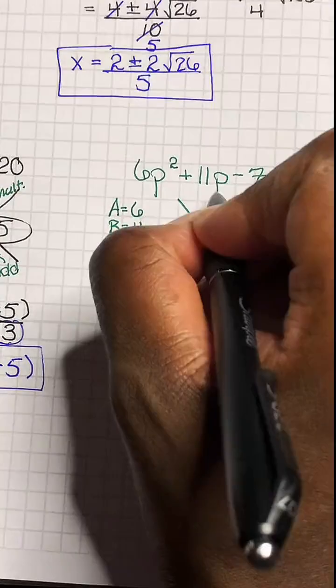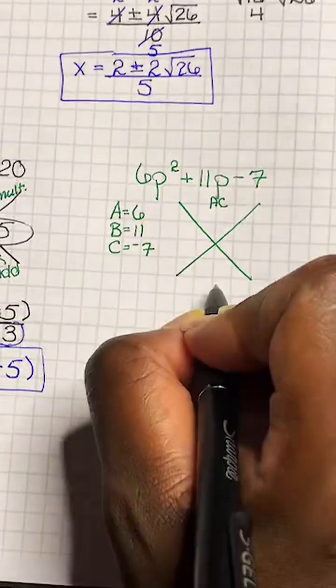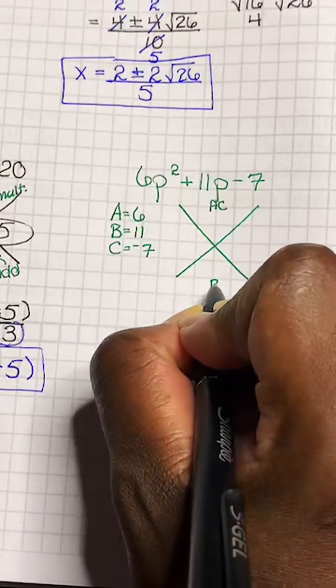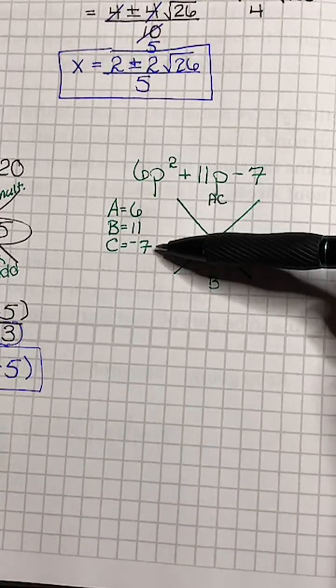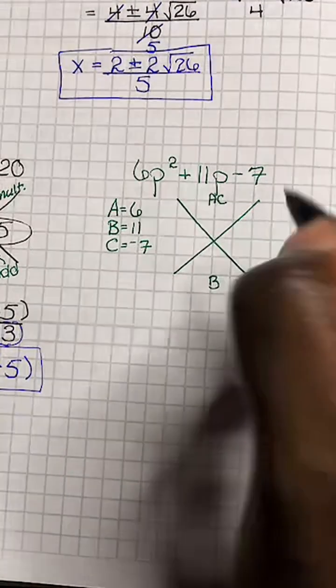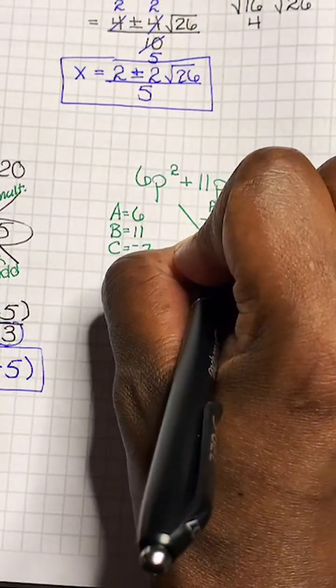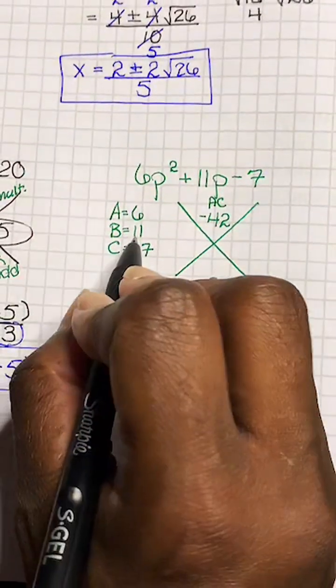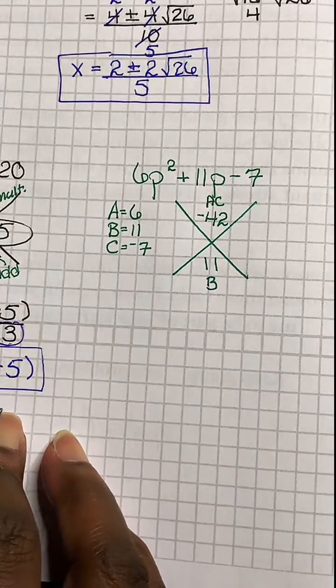I'm just saying. All right, so we have AC. Rewrite our B. So multiply your A and your C. That gives us negative 42. Rewrite our B, which is a positive 11.